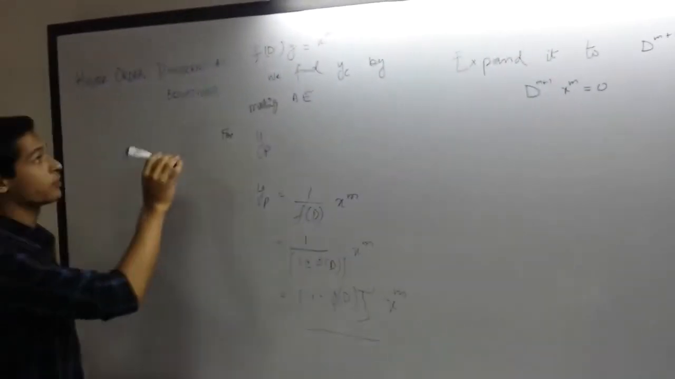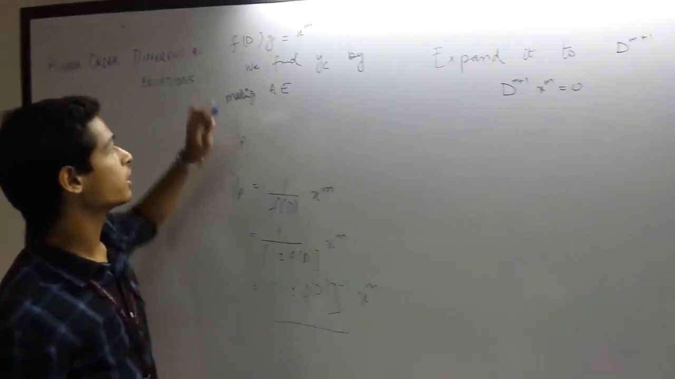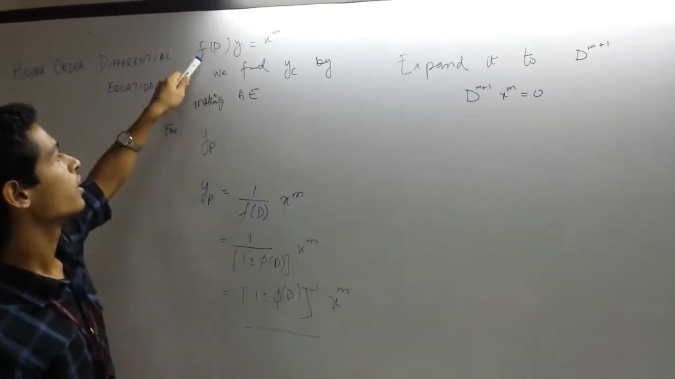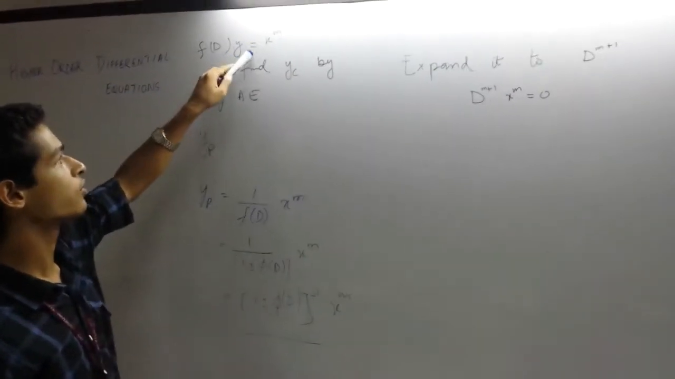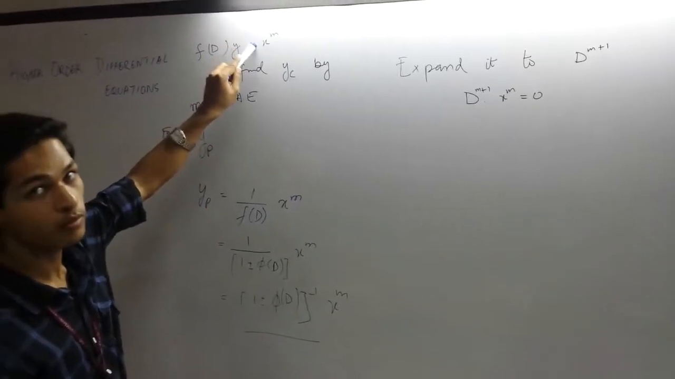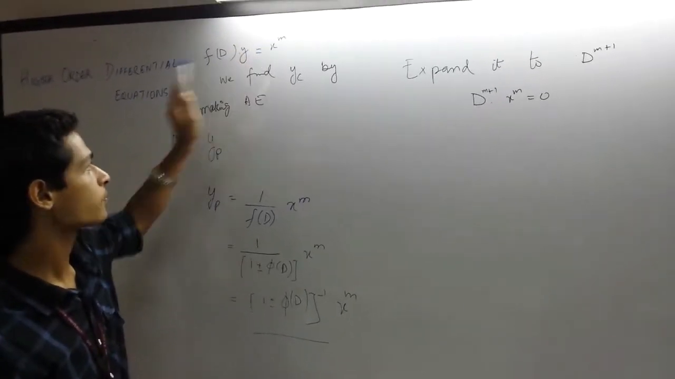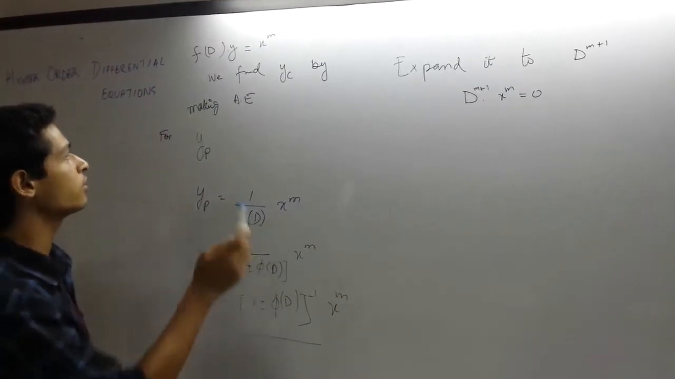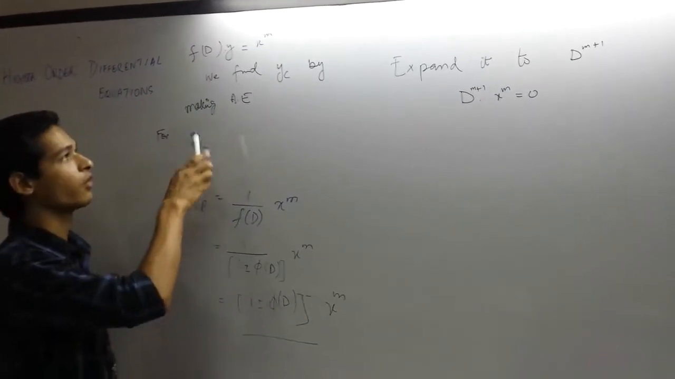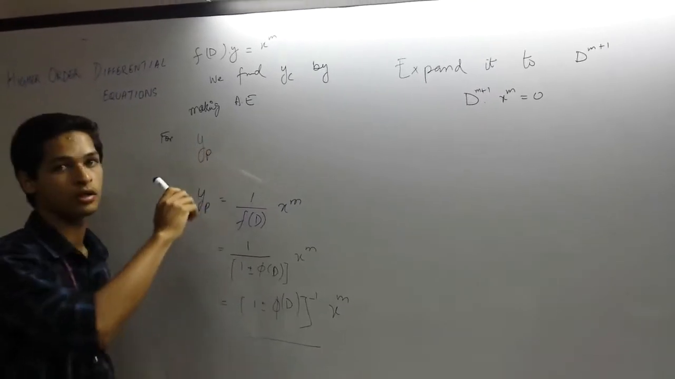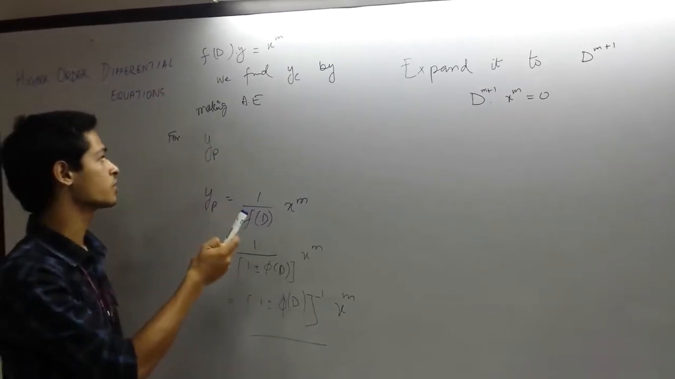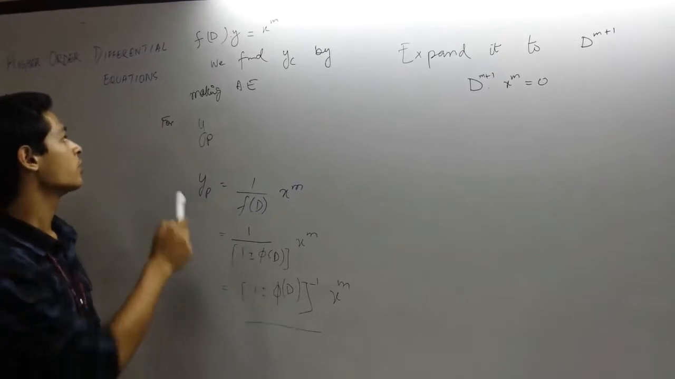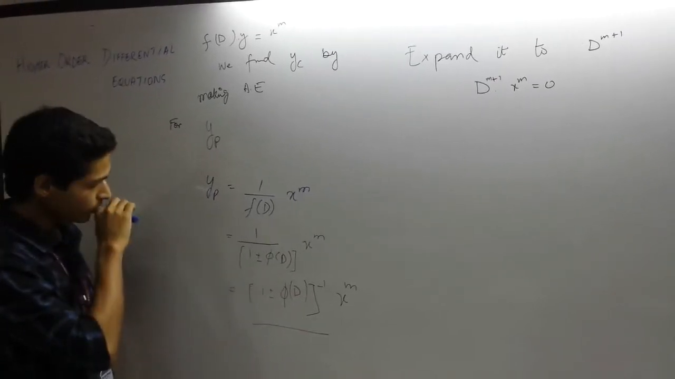Higher order differential equations. A higher order differential equation has this form: function of D times y is equal to x power m, where x power m is an algebraic expression or a polynomial. To solve this, we will first find yc by making the auxiliary equation as you learned earlier.